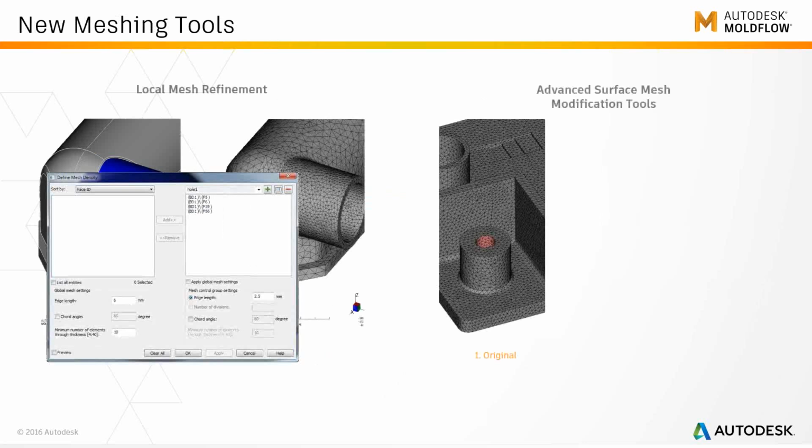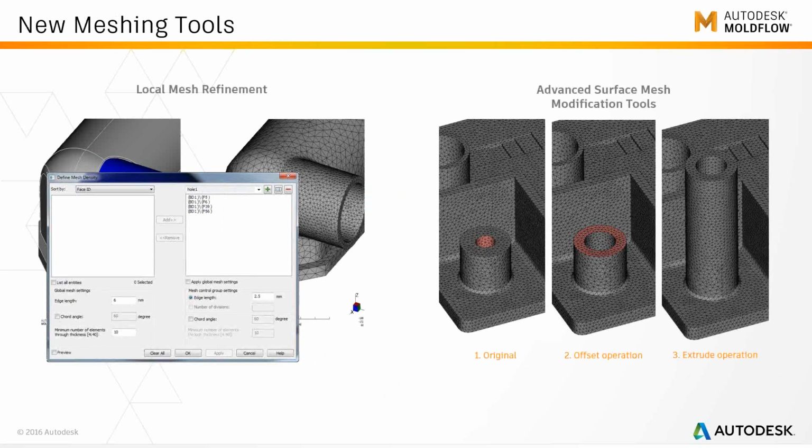We spent a good amount of time on improving meshing as well. One of the things that we redeveloped is the local mesh density creation. We had tools around this in prior releases, but they were pretty hard to work with. So one of the things we did this year is basically recreate the user interface for it.